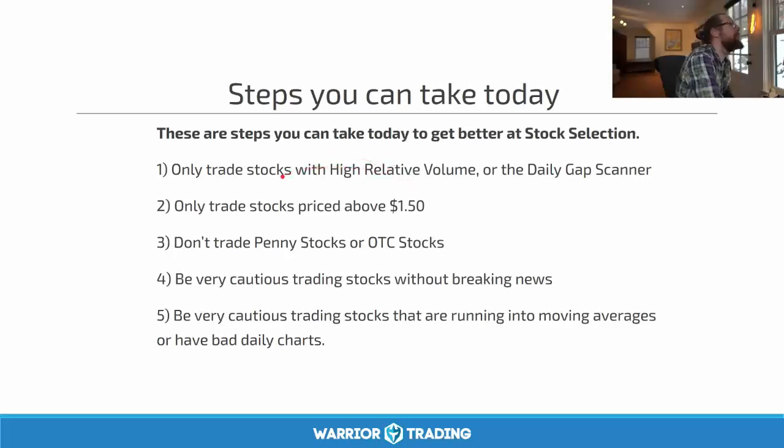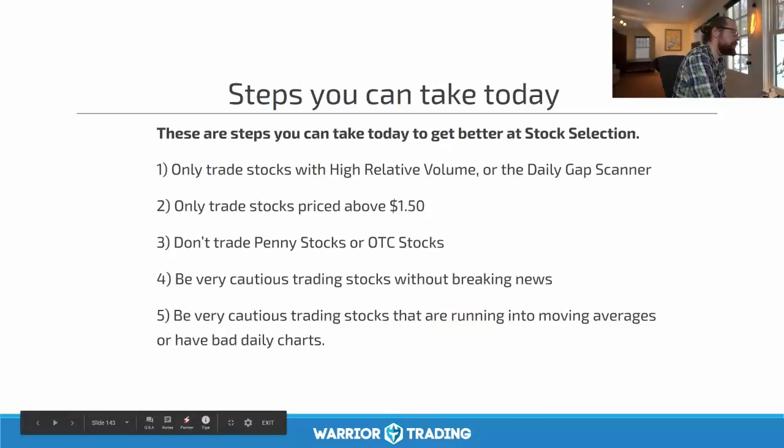So some of the steps you can take today to get better at stock selection: only trading stocks with high relative volume or that are on the daily gap scanner, only trading stocks above $1.50, avoiding penny stocks and OTC stocks, being very cautious trading stocks without breaking news, and be very cautious trading stocks that are running into moving averages or have bad daily charts. So that could be sort of a quick checklist. You could also add price below 20 and add float preferably below 10 to that list. So, doing your checklist each day as you're looking at your stocks to trade.